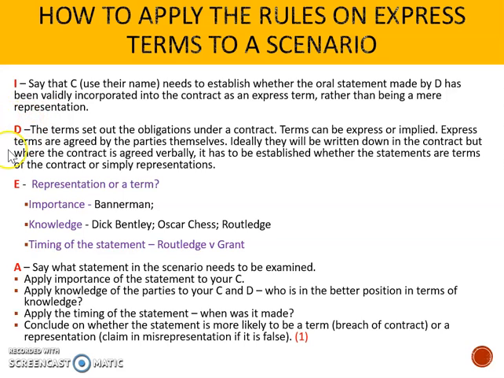We then define what an express term is. So I've put the term set out the obligations under a contract. They can be express or implied. For us, we're concerned with express, so that's what I've defined here. Express terms are agreed by the parties themselves.